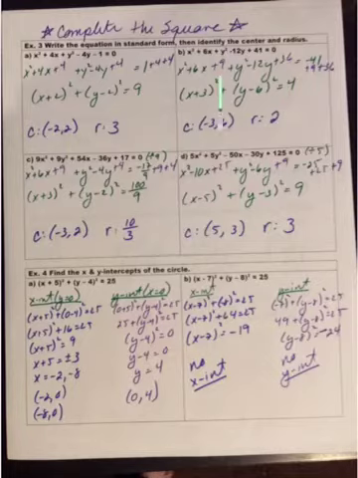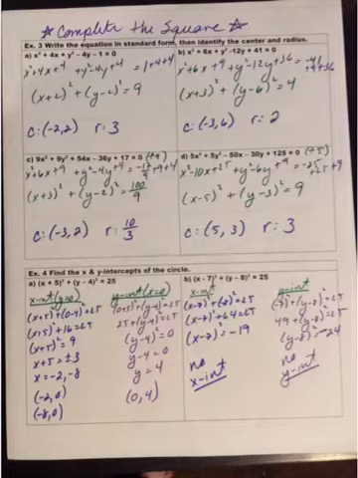I can now factor this. What multiplies to 9 and adds to 6, so I get x plus 3 squared. What multiplies to 36 and adds to negative 12, so I get y minus 6 squared. Add all this up and you get 4. So our center is negative 3, 6. The square root of 4 gives us a radius of 2.